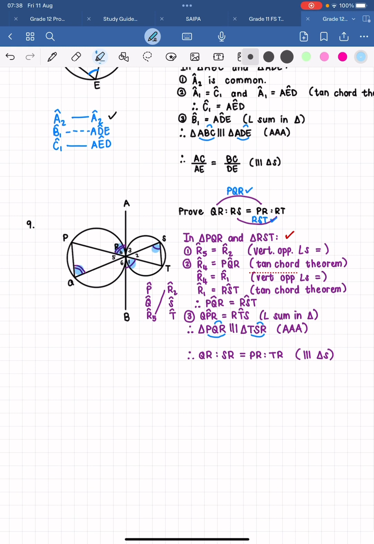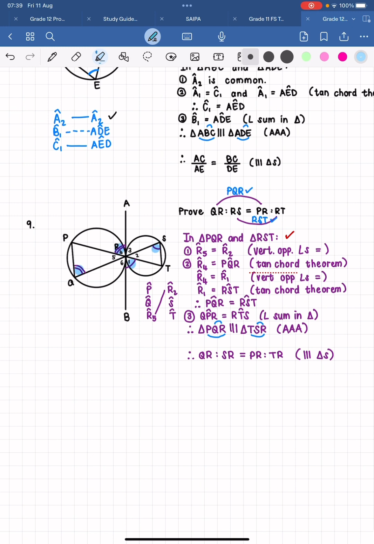I said R4 is equal to PQR, right? That angle there at Q because of tan chord. We find that one. Then I said R4 is equal to R1. And guys, the order in which you write these first 3 lines doesn't matter, as long as you have all 3 of them. Okay, so it doesn't have to be in this exact order. R4 is equal to R1 because of vertically opposite angles equal.